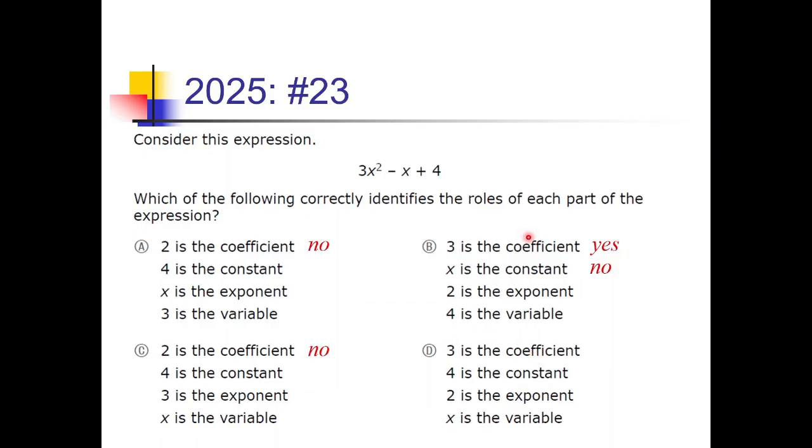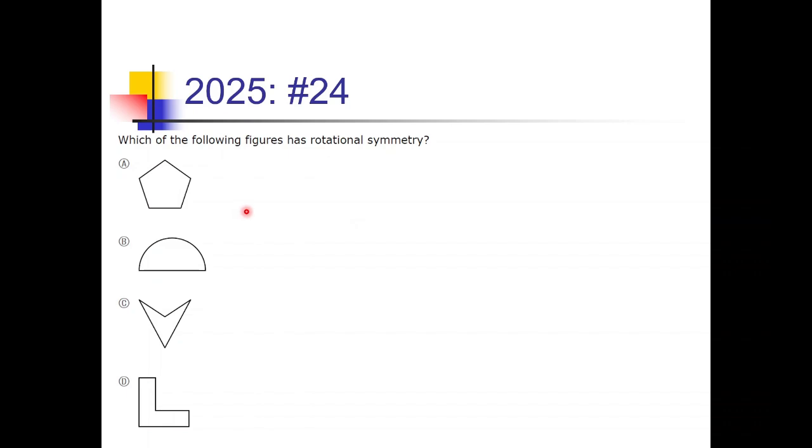3 is the coefficient. Check. Yep. 4 is the constant. Well, here's 4. It's the non-variable, so yes. 2 is the exponent. Yes, that is the power that the variable here is being raised to. And then finally, x is the variable. Yep, they've got x's there. So choice D. On this problem, they want to know which figure has rotational symmetry.